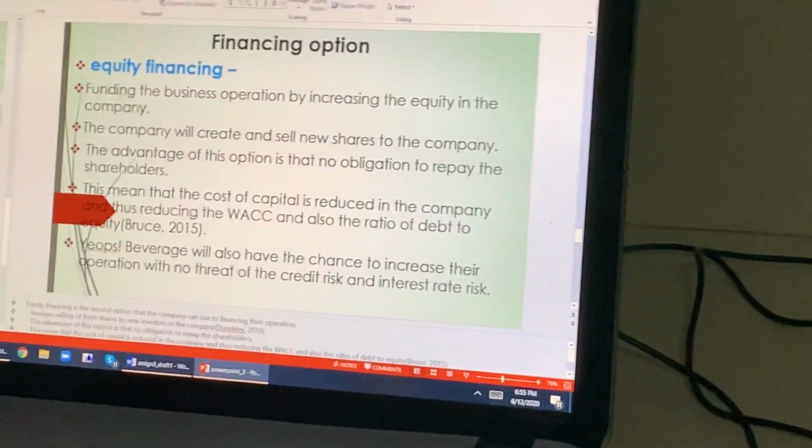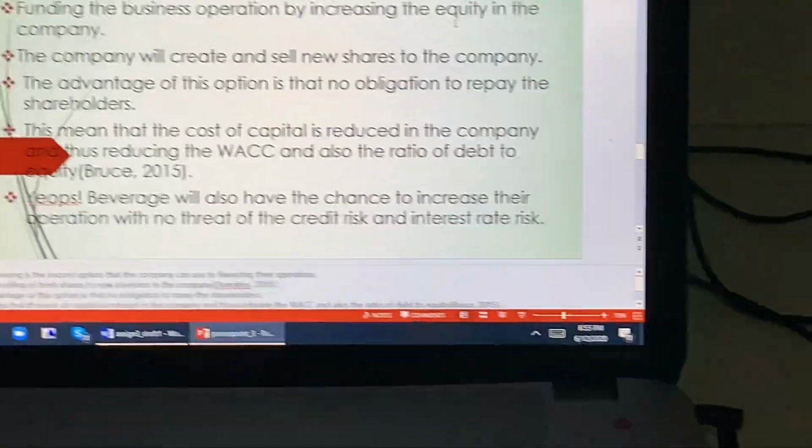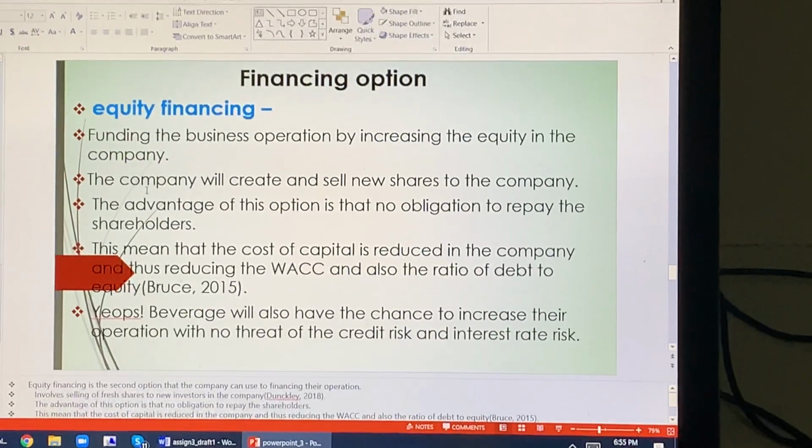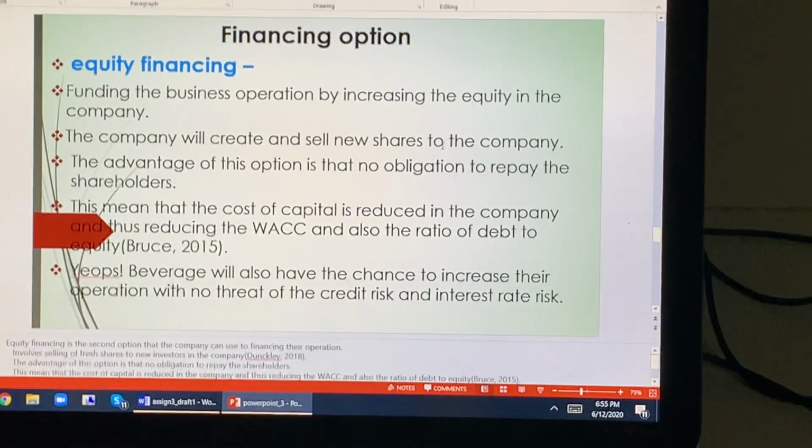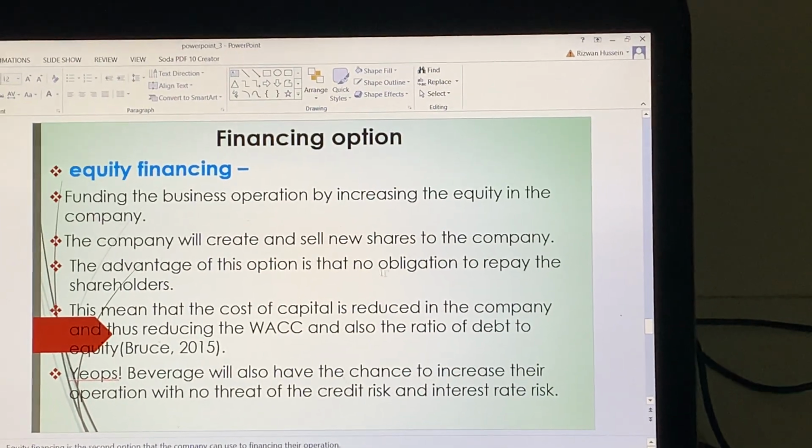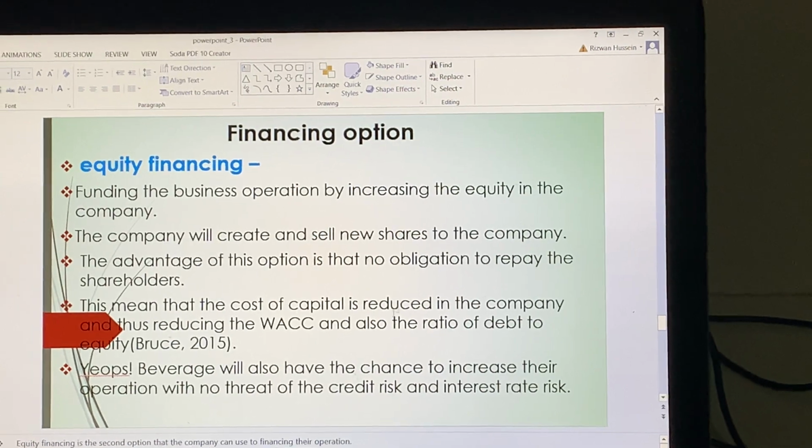Financing option for Yobs Beverage. Equity financing. Funding the business operation by increasing the equity in the company. The company will create and sell new shares to the other company. The advantage of this option is that there is no obligation to repay the shareholders.